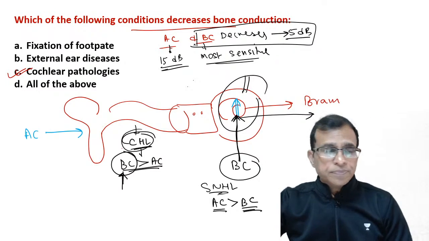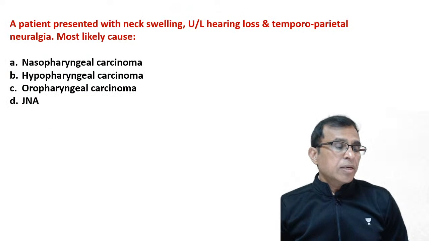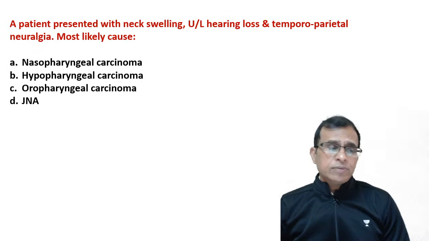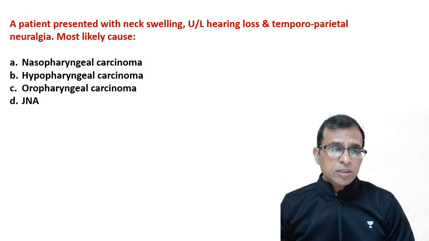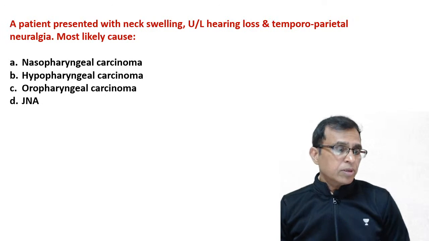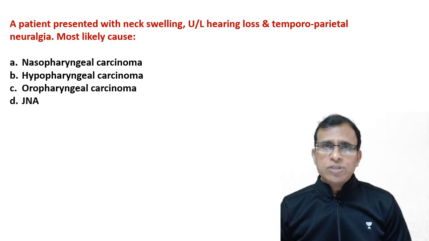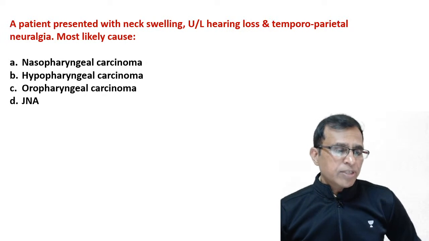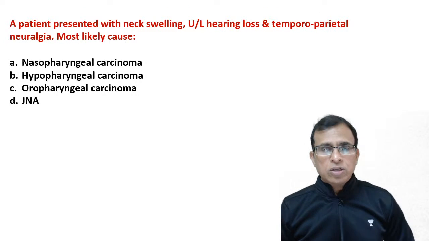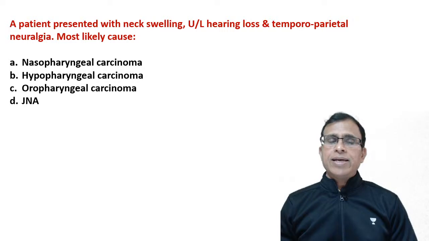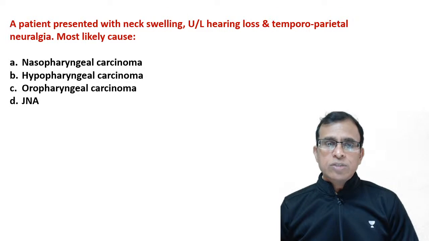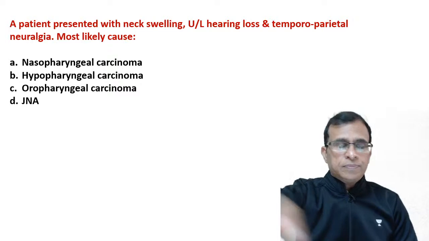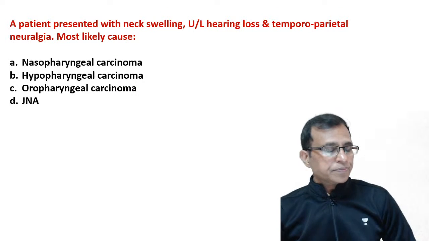Cochlear pathologies. Okay. A patient presented with neck swelling, unilateral hearing loss, temporoparietal neuralgia pain, most likely diagnosis, we all know. Is it nasopharyngeal carcinoma, hypopharyngeal carcinoma, oropharyngeal carcinoma or juvenile nasopharyngeal angiofibroma? Again, I'm sure most of you can answer this question. Please answer. I'm waiting for your answers.